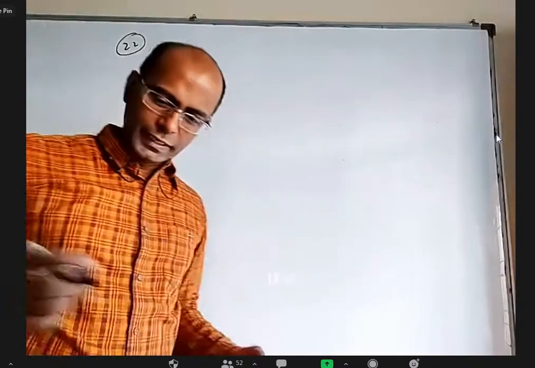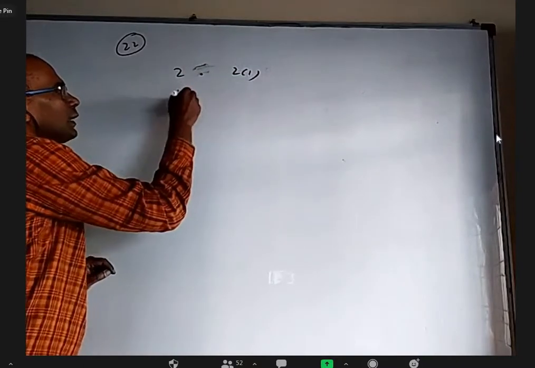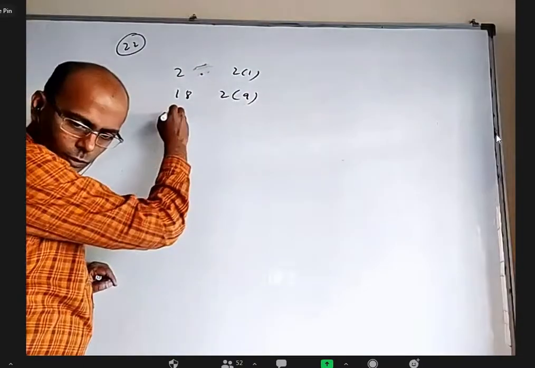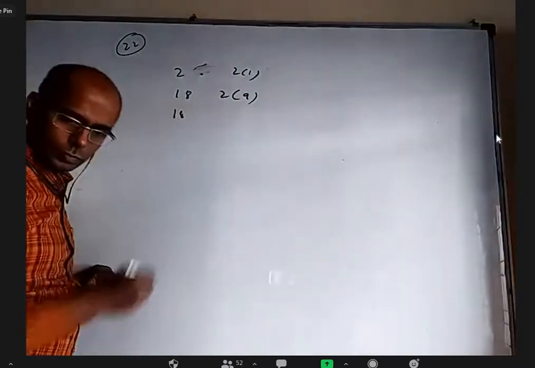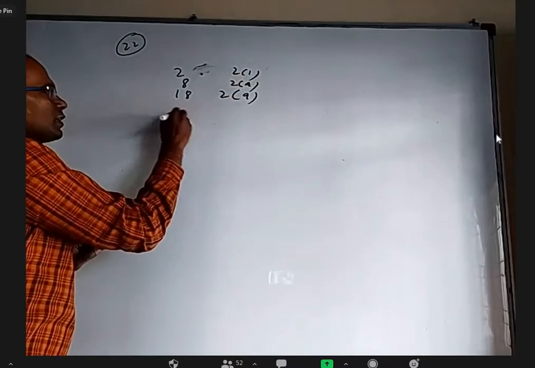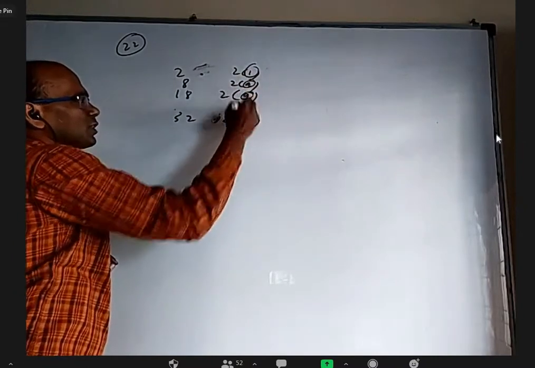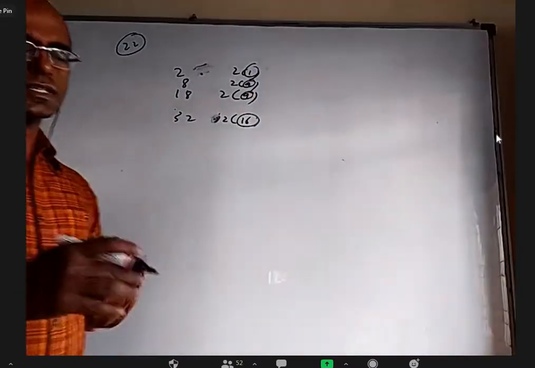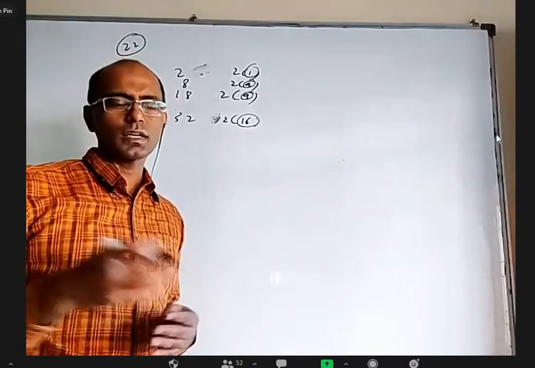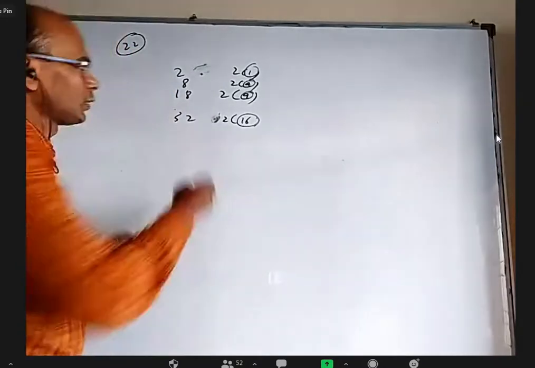Okay, 22. If you look at 2, 8, 18, 32, you want to guess the nth term, you can guess, provided you see 2 as 2 into 1, 8 as 2 into 4, 18 as 2 into 9, and 32 as 2 into 16. You can see this is 1 square, 2 square, 3 square, 4 square. So you can understand 2 into 1 square is the first term, 2 into 2 square is the second term, 2 into 3 square, 2 into 4 square, 2 into n square. If you did not notice that, not an issue.